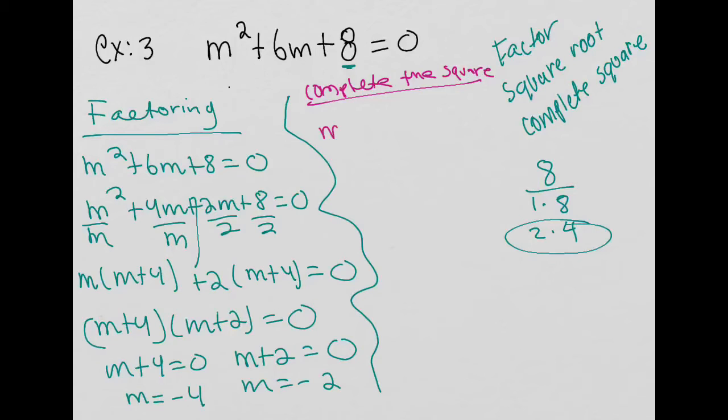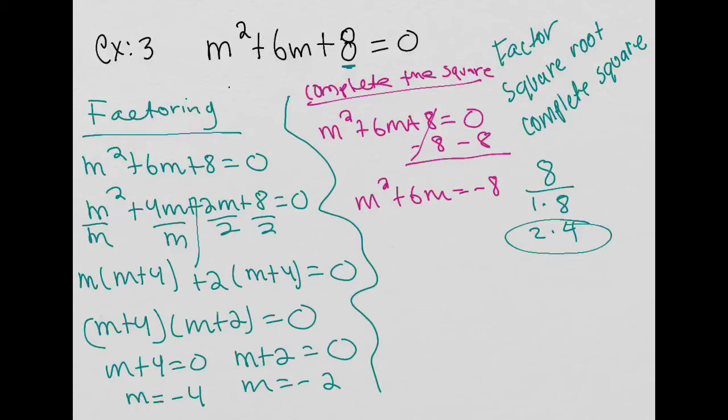So I have m squared plus 6m plus 8 equals 0. Minus the 8. m squared plus 6m equals negative 8. I'm going to go ahead and erase this part here. I have more space. I'm going to take this 6, divide by 2, and square it. That gives me 9. I'm going to add the 9 to both sides.